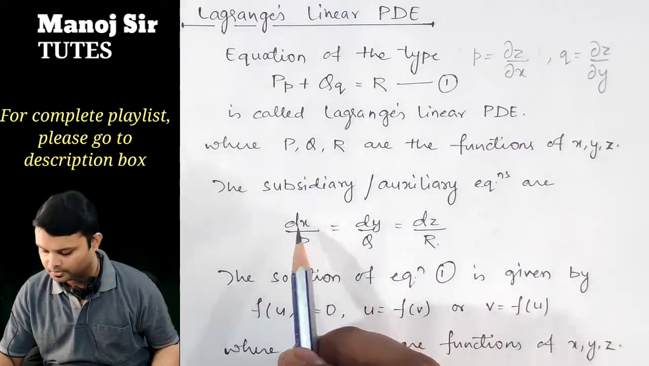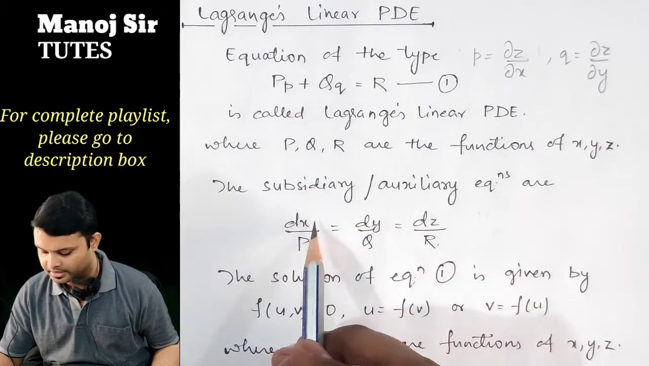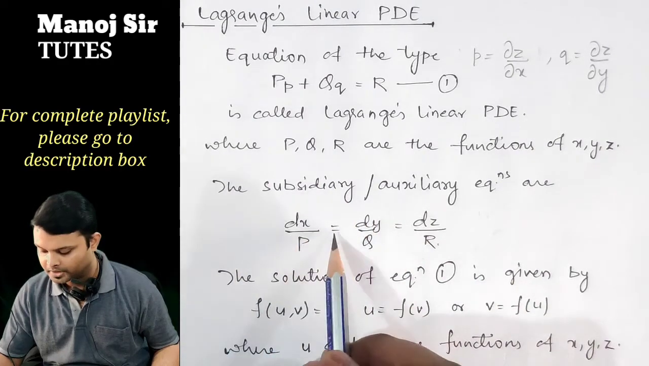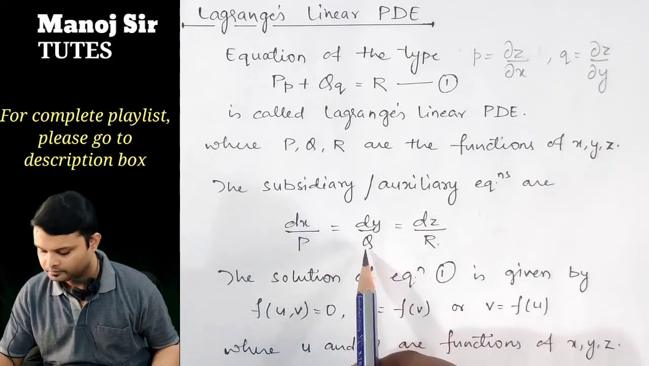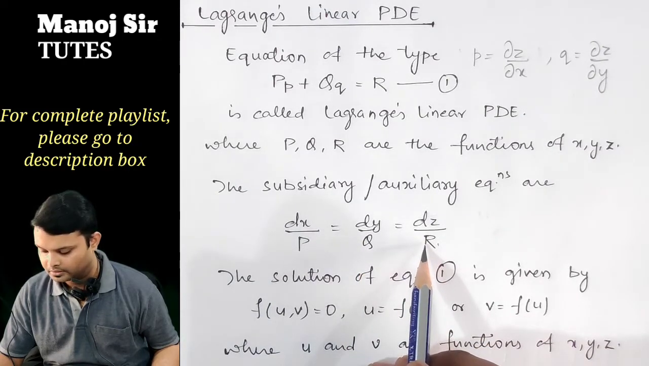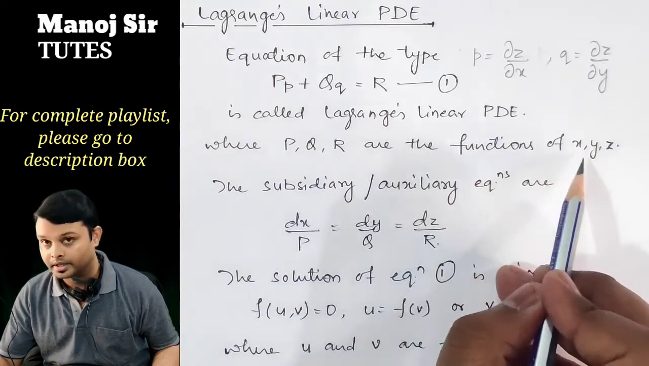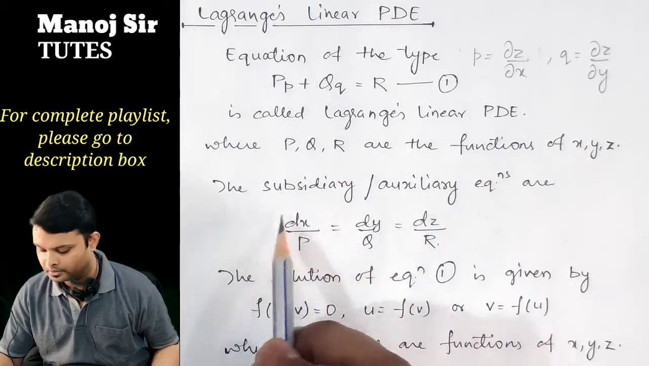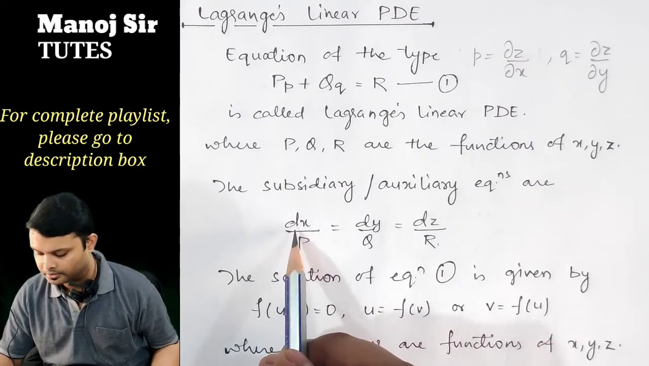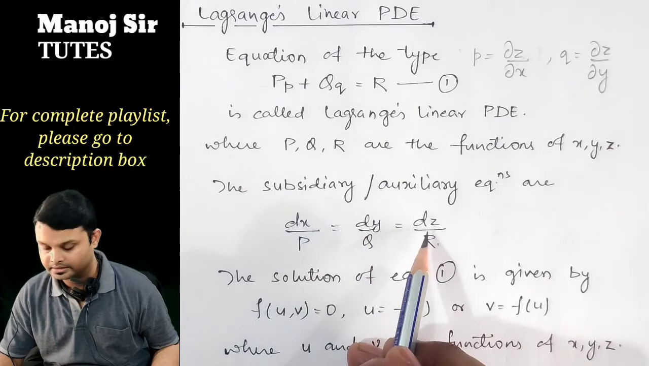And how to find the auxiliary equations? By this equation, that is dx upon capital P equals dy upon capital Q equals dz upon capital R. Capital P, capital Q, capital R are functions of x, y, and z. And here we have not used partial derivatives, we have used simple derivatives, dx, dy, and dz.